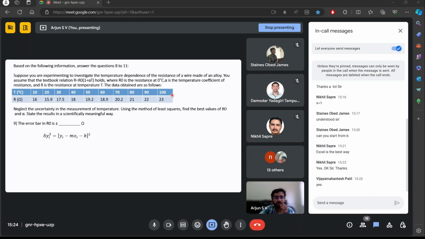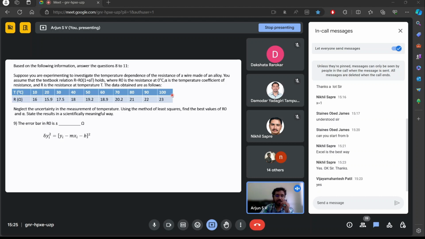So we also have a formula for calculating the standard error in R naught, and for that we first have to calculate the value of delta y square. Delta yi is the error between the actual value and whatever m value and b value we have got. I think we have solved for b already, but we haven't solved for m. So the first thing we can do is solve for m, and I'll come to the calculation of m in the next question.